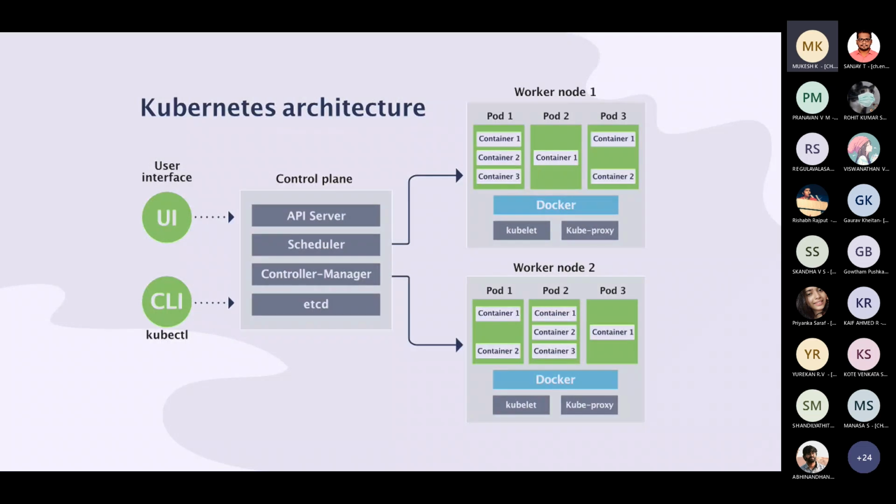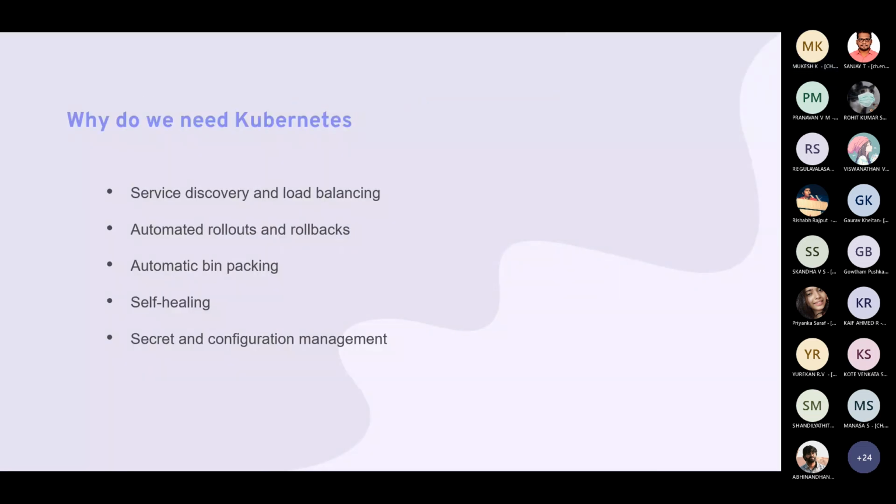Now let us see why we need Kubernetes. There are a few services and facilities offered by Kubernetes. Let us see them one by one. The first one is service discovery and load balancing. Kubernetes can expose a container using a DNS name or its own IP address. If traffic to a container is very high, Kubernetes will take care of load balancing and distribute the network traffic across the deployment.